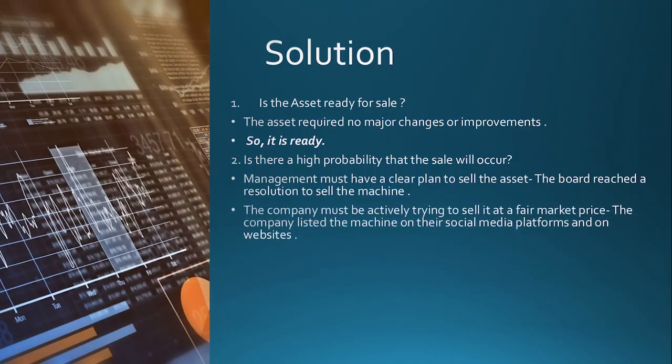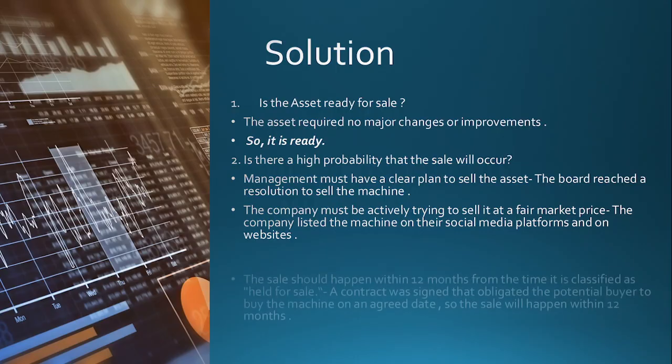Secondly, the company must be actively trying to sell it at a fair market price. So that means that the company listed the machine on their social media platforms and on websites. That's what the company did, so they are actively trying to sell it. So that requirement was met.